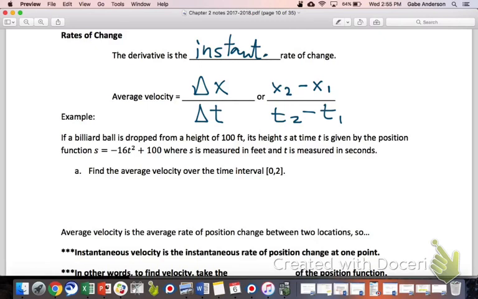If you've had physics, does that look familiar? Kinematics, right? Believe it or not, we'll talk about where those came from this year. They did not come from the mind of Newton or somebody like that. They came from calculus, and it's actually pretty easy to see where they came from. So there's your kinematic for position. S is measured in feet, T is measured in seconds. Part A says find the average velocity over the time interval 0 to 2.